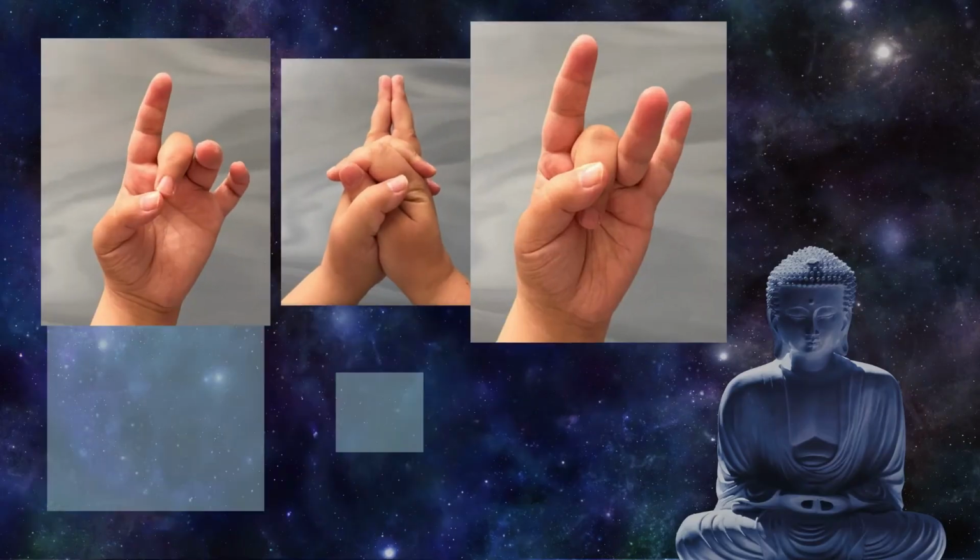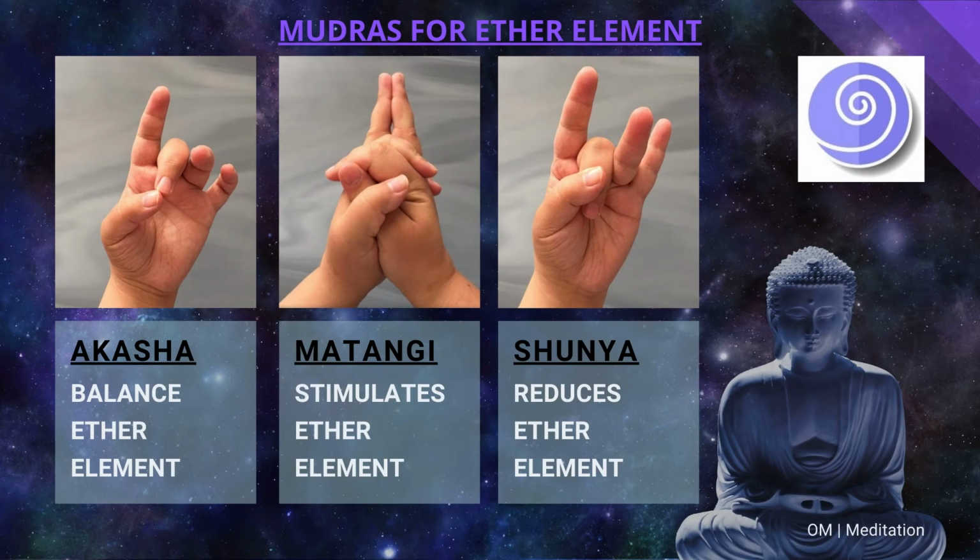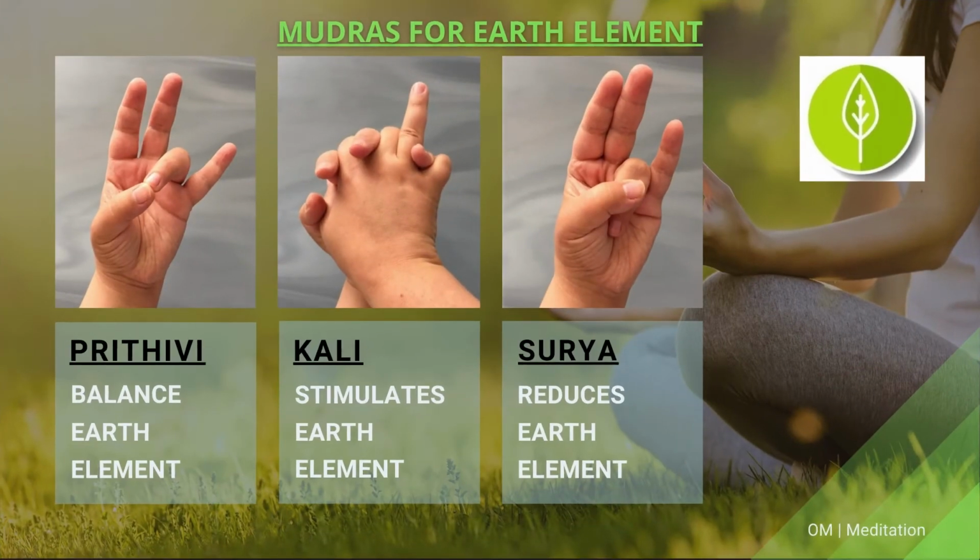To balance the ether element, Akasha. To stimulate the ether element, Matangi. To reduce the ether element, Shunya. To balance the earth element, Prithvi. To stimulate the earth element, Kali. To reduce the earth element, Surya.